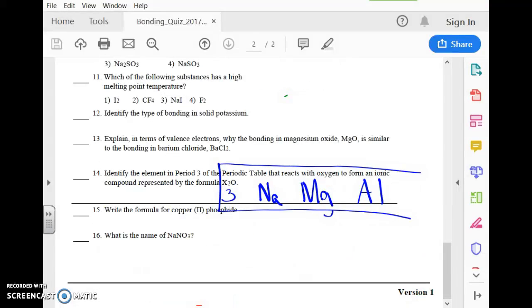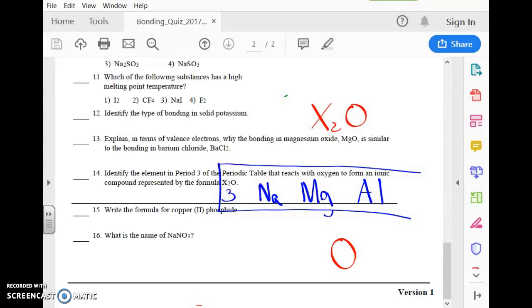Number 14. Well, this one's a little spicy. Let's take a look at it. Identify the element in period 3 of the periodic table that reacts with oxygen to form an ionic compound represented by the formula X2O. Well, if you are forming an ionic compound with the nonmetal oxygen, I need a metal. Well, what metals are in period 3? There are just 3 of them, Na, Mg, or Al.